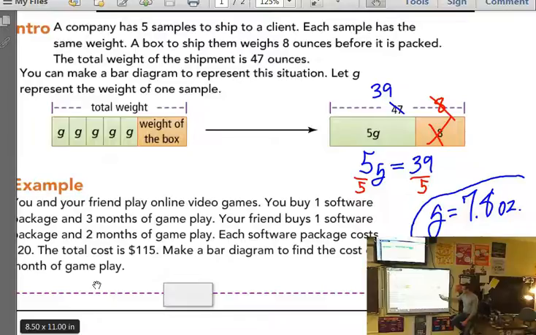Label it ounces, because we were told it was in ounces. So a pound is 16 ounces, approximately half a pound for each of the items that I was shipping.